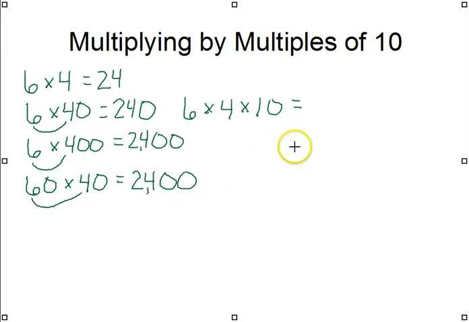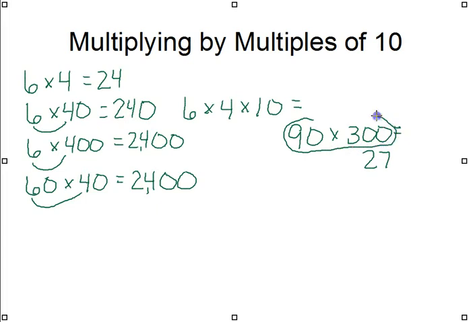So a couple examples that we can do. 90 times 300. Okay. Multiply the two numbers in front. 9 times 3 is 27. Count up the zeros. 1, 2, 3. Make sure you count up the zeros for the entire problem, not just for the first one. Then put your comma in. So 90 times 300 is 27,000.